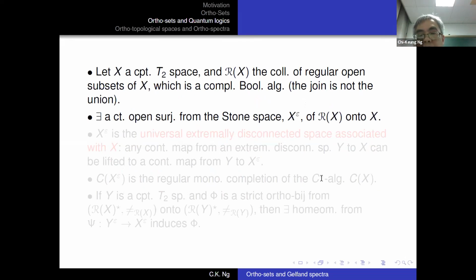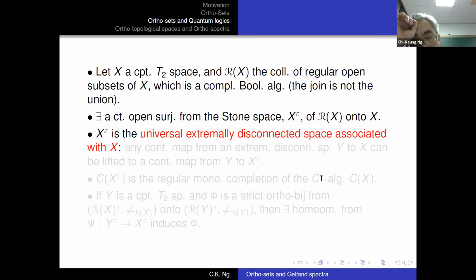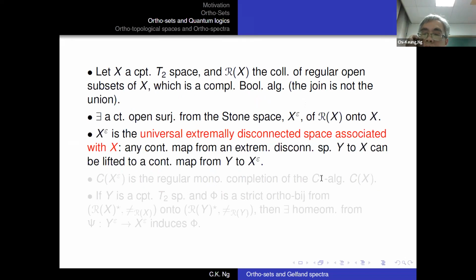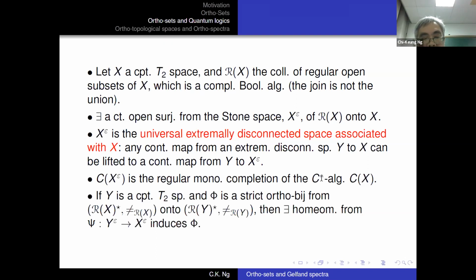You can get a surjection from the Stone space of RX onto X, and this will give you a universal extremely disconnected space associated with X, in the sense that if we have another extremely disconnected space Y, and we have a continuous map from Y to X, then we can lift the map to a map from Y to X epsilon. And this X epsilon is also related to the so-called regular monotone completion of this algebra.